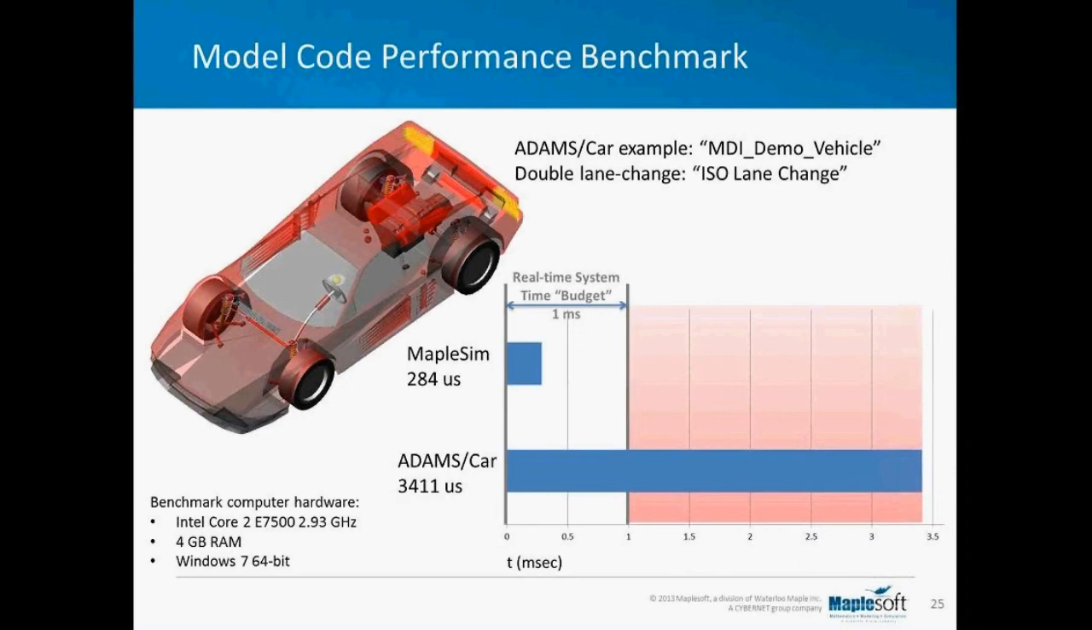The Adams Car model is significantly slower than the equivalent model in MapleSim, and this is critically important, particularly for real-time applications, where you would very likely want a model that can run within a 1 millisecond time budget. Clearly, the Adams Car model will not be able to do that. Within MapleSim, we are well within that budget and can provide a significant amount of computational headroom for you to add further detail to the vehicle model.